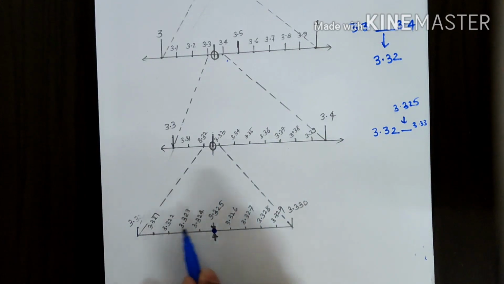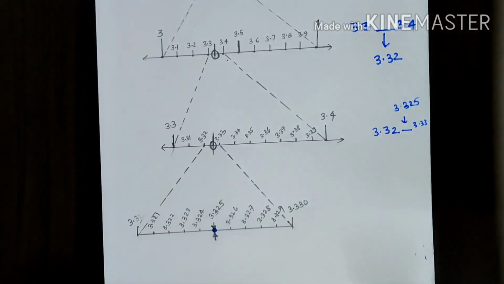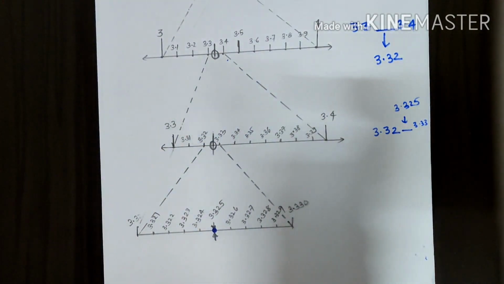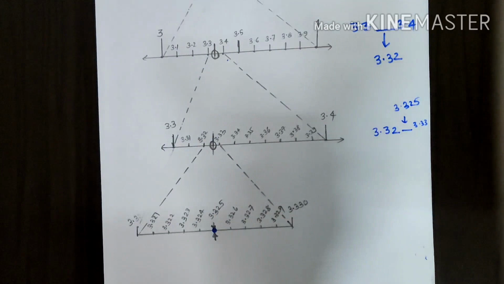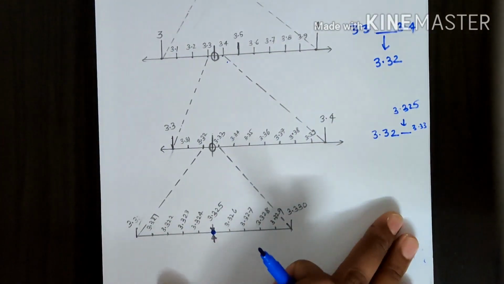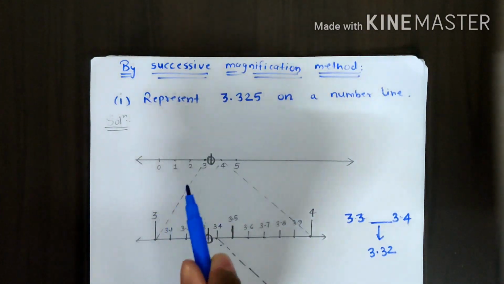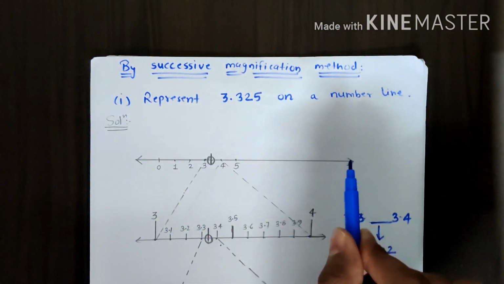So this is our point 3.325, and this is how we can represent terminating decimal numbers on the number line. And which method have we used, students? We have used the successive magnification method.